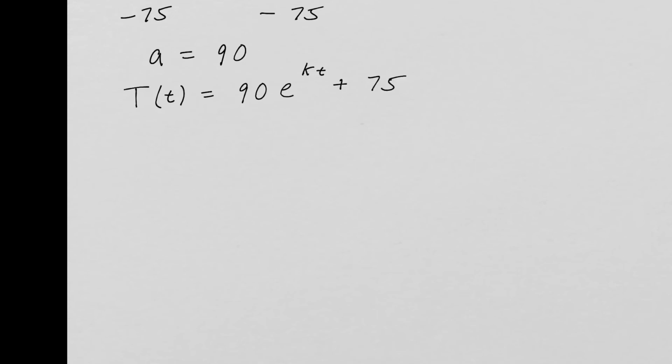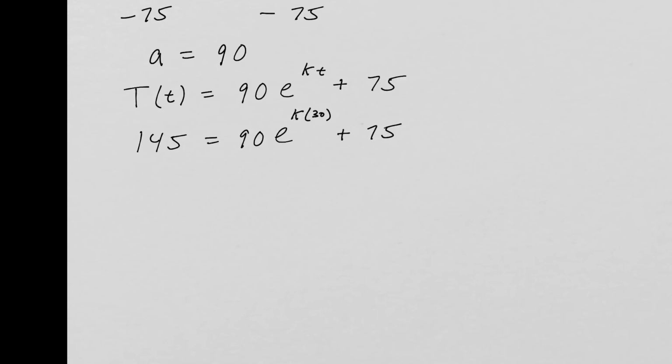So now I want to use the second piece of information to find K. Well, what do I know? I know that the temperature is 145 degrees after half an hour. So the temperature, the left-hand side, is 145 when the time, little t, is a half hour, but we're going to write it in minutes. So this will be 30 minutes. Okay, so I need to solve that equation for K.